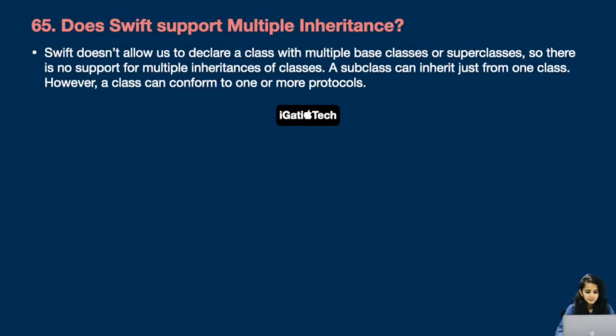Next, question number 65. Does Swift support multiple inheritance? The answer is Swift doesn't allow us to declare a class with multiple base classes or superclasses. So there is no support for multiple inheritance of classes. A subclass can inherit just from one class. However, a class can conform to one or more protocols.